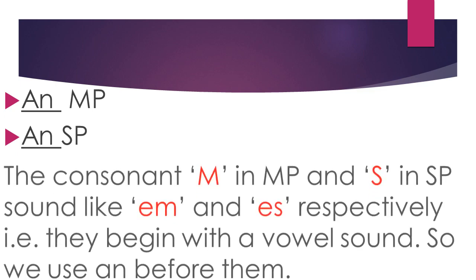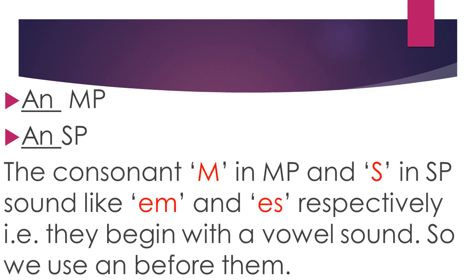And if we write M, it begins with "eh", and SP, it begins with "eh". So the consonant M in MP and S in SP sound like "em" and "es" respectively. That is, they begin with a vowel sound. You can see that in "em", E is a vowel, and in "es", E is a vowel. They begin with a vowel sound, so we use "an" before them, not "a".